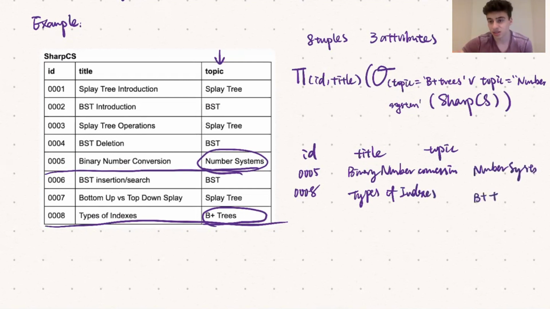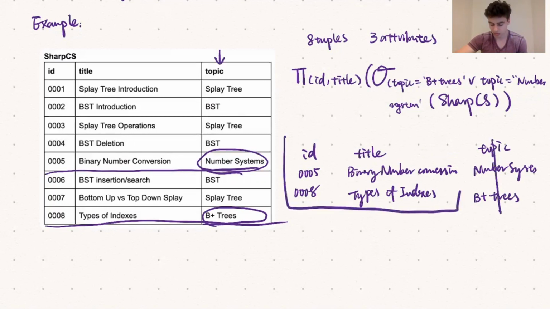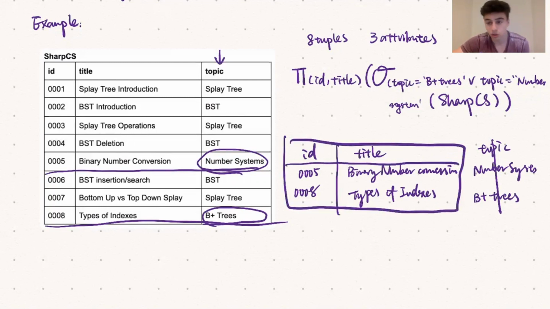Once we pass this new sub-relation into our project as its first parameter, we're only going to want the ID and the title column. So what we're going to do is strike the topic column, or the topic attribute column, and we're left with the relation that contains two tuples, both of which are related to number systems or B plus trees.